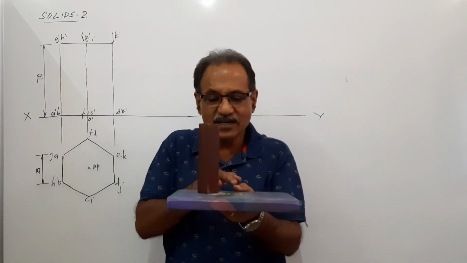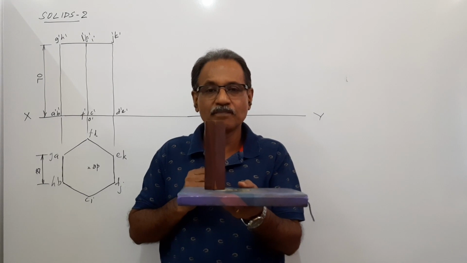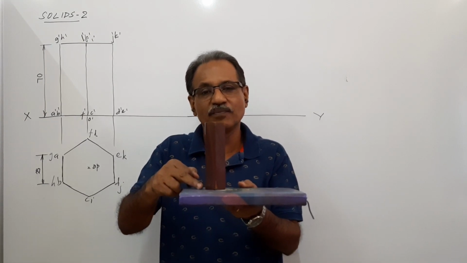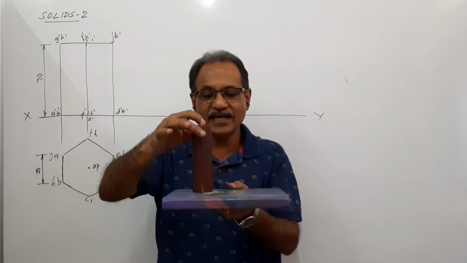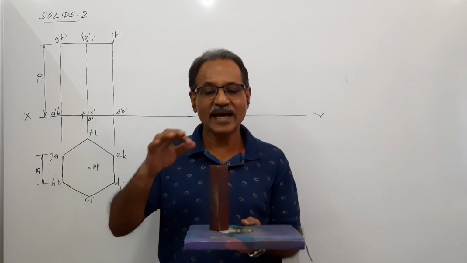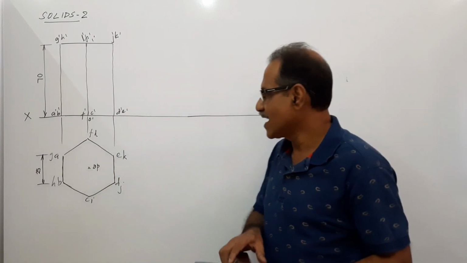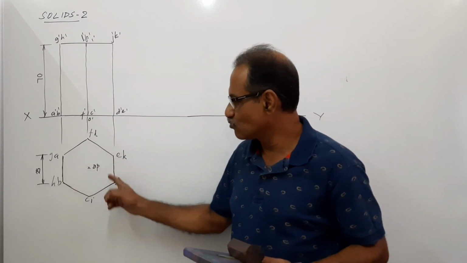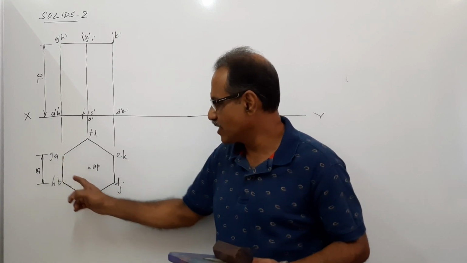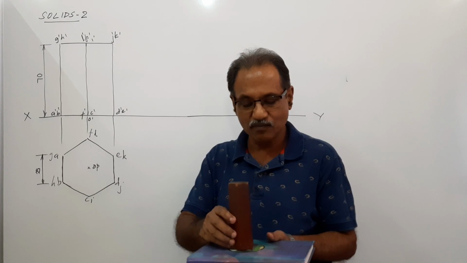What is a simple position? One base side perpendicular to VP. When this side is perpendicular to VP, this side also is perpendicular to VP. Isn't it? Okay. Then draw the plan. The plan is a regular hexagon with one side perpendicular to XY line. Look at this. I have drawn a hexagon with one side AB perpendicular to XY line, and I named it A, B, C, D, E, F, the 6 corners of the base.